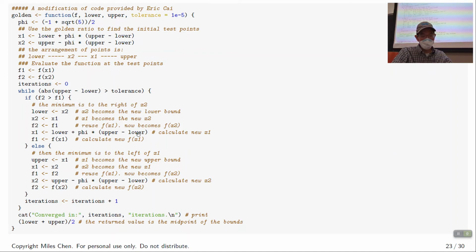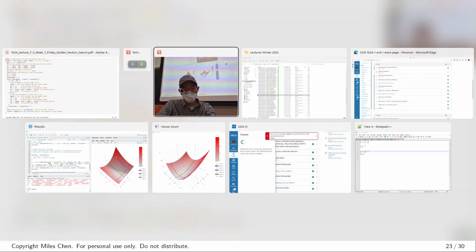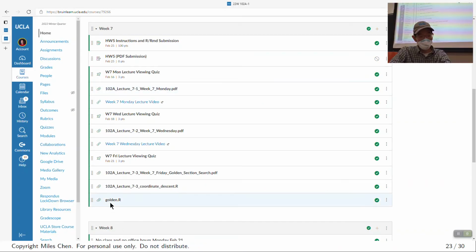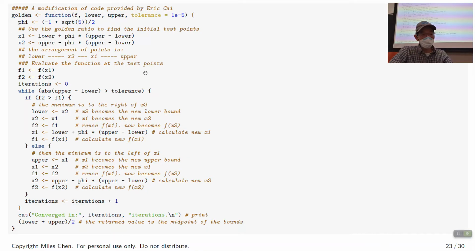Okay, and I've coded up, or we have code written for golden section search. This is also posted on Canvas under golden.r. Okay, and so here I think I've written it exactly as I've described. You give it a function, you give it a lower bound and upper bound, and a tolerance level for where to stop. We calculate the golden ratio phi to be like 0.618, so -1 plus square root of 5 over 2.